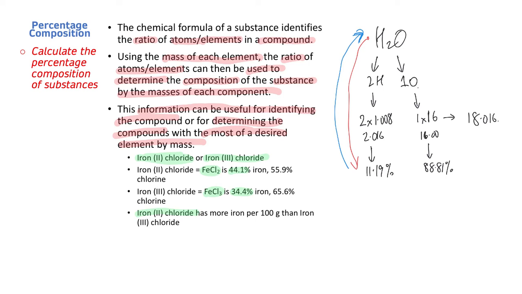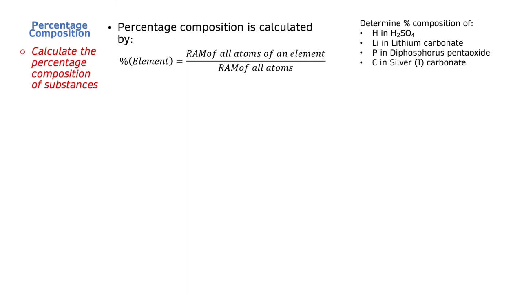All we're working out is what percentage of a particular substance each element makes up. To work out the percentage composition, the percentage of each element is equal to the RAM of all atoms of that element over the RAM of all atoms. So what does that mean? Let's have a look at some of these calculations here.